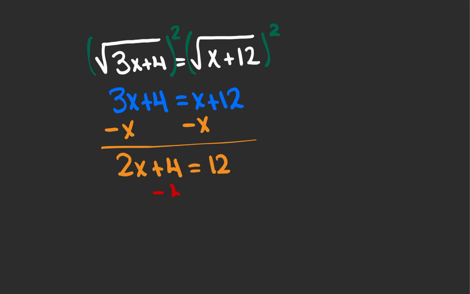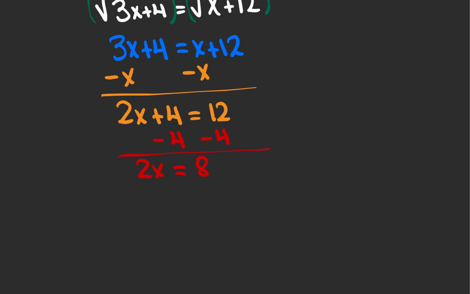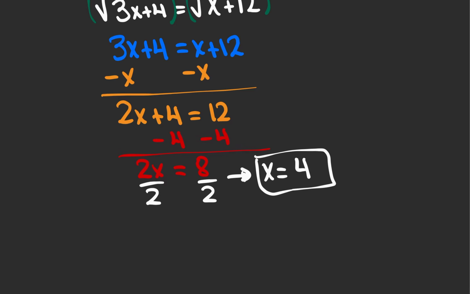I will then subtract 4 on both sides. This will leave me with 2x is equal to positive 8. Finally, I will divide both sides by 2. And this will leave me with a final solution of x is equal to positive 4.